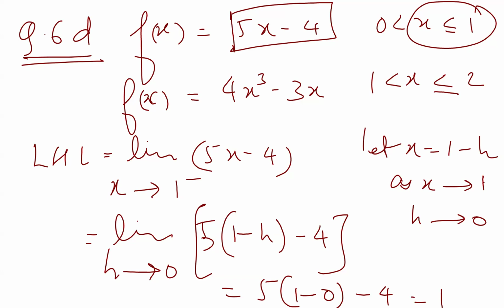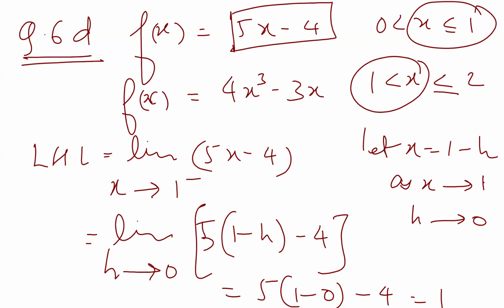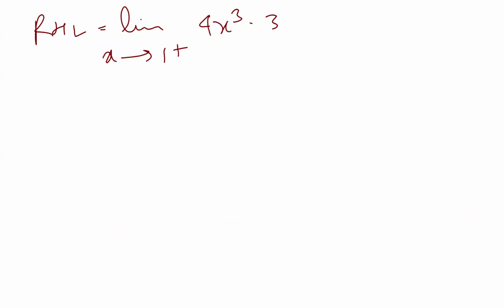Now let's take a look at the right hand side limit. Limit x approaching 1 plus, where x is greater than 1. We are increasing the value of x, so it becomes greater than 1. So greater than 1, which function is there? This is x greater than 1. 1 is lesser than x, meaning x is greater than 1. So that is 4x cube minus 3x.